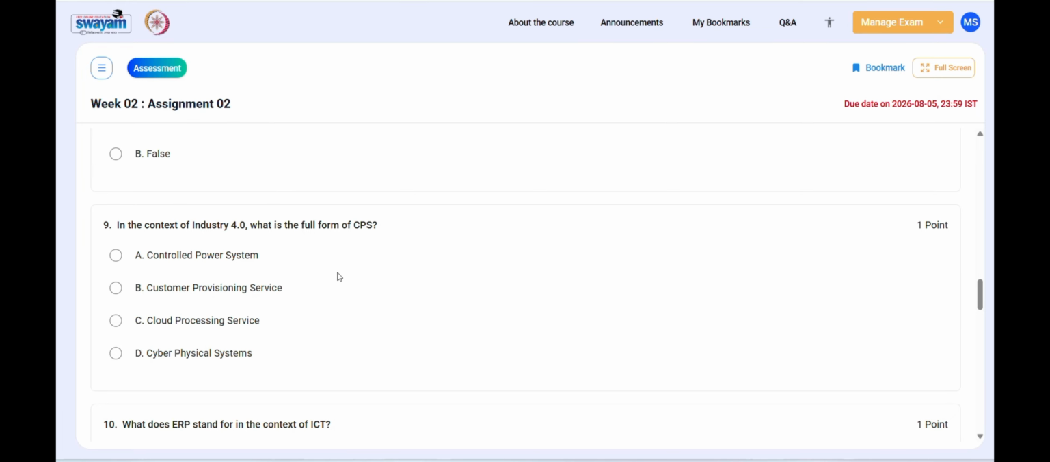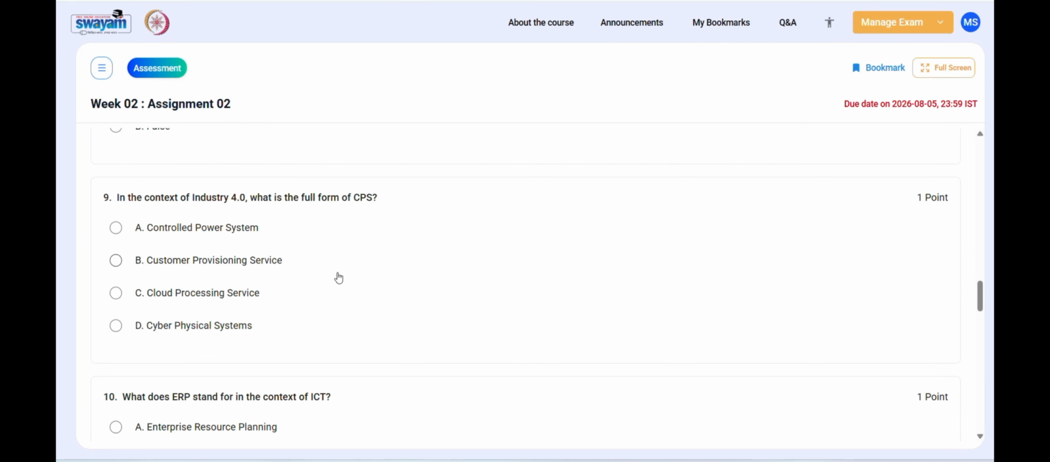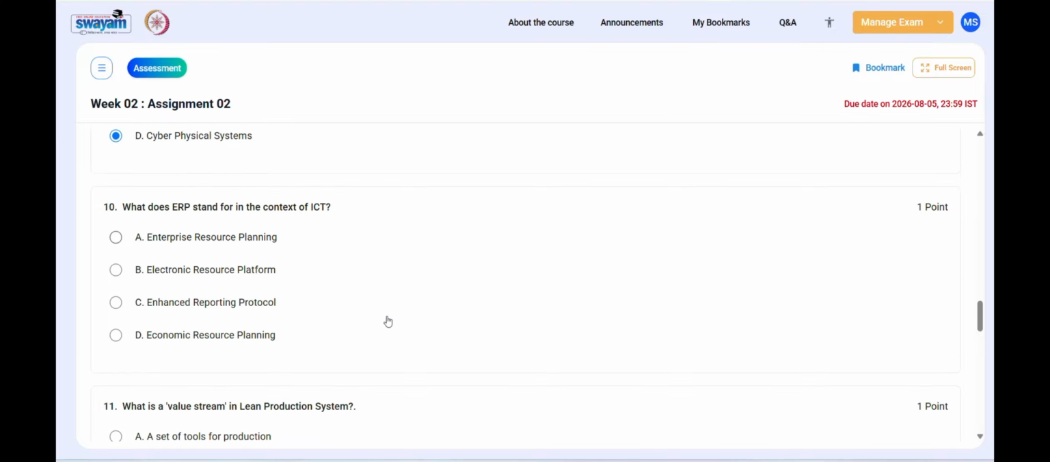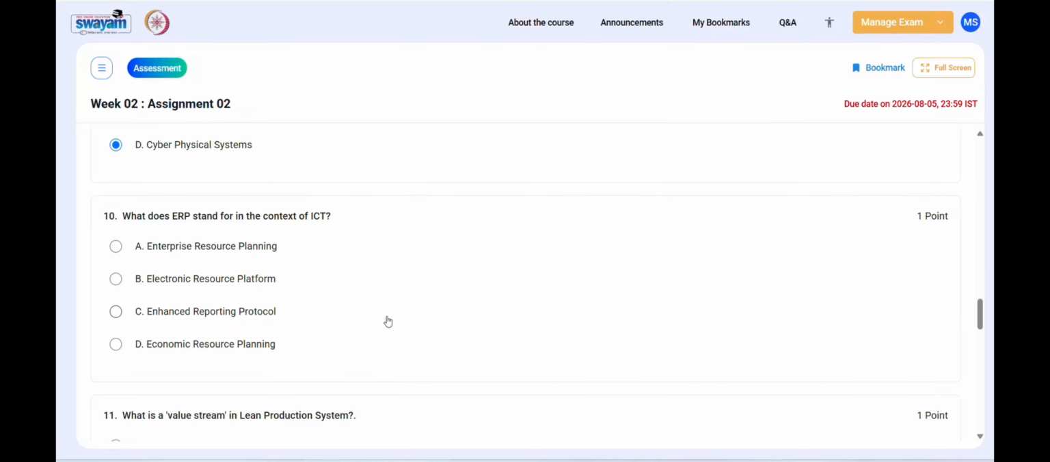Then the next question: in the context of Industry 4.0, what is the full form of CPS? So the full form of CPS is cyber physical system. Option D is correct. Then, what does ERP stand for in the context of ICT?